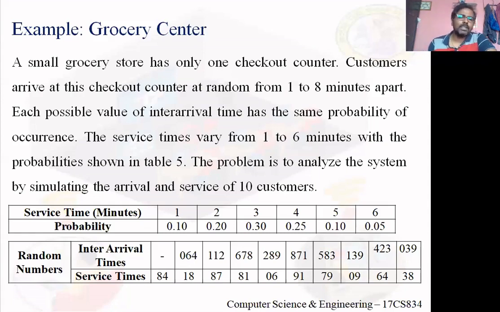Got it? And again, I have given 10 random numbers for service times. They are 84, 18, 87, 81, 06, 91, 79, 09, 64, 38. Through these random numbers, I need to identify the service time, whether it's 1 minute, 2 minutes, 3, 4, 5, or 6 minutes. Once you identify the 9 inter-arrival times and 10 service times for these 10 customers, you can easily construct the table I taught in the previous example. Clear? It's very easy, right?